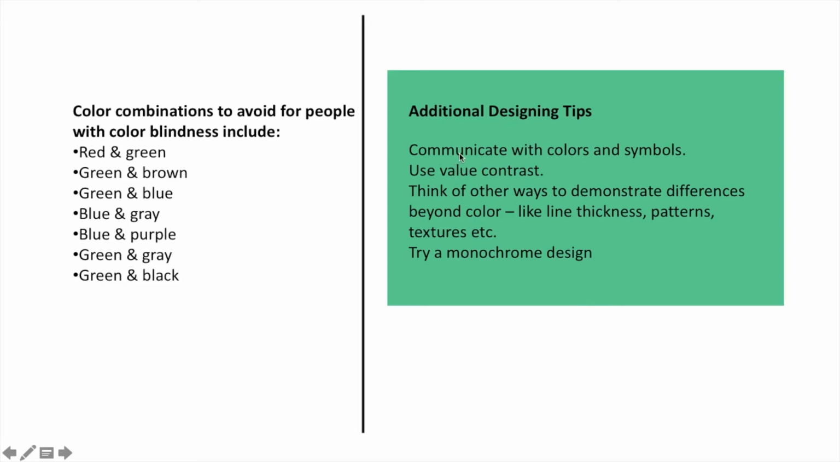You can communicate with colors and symbols, so that way someone's not relying on just a color to communicate an idea. And if you use value contrast, most people with a colorblind deficiency can see high contrast. And then you can also think of other ways to demonstrate differences, like line thickness and patterns and textures, especially again if you're making graphs. And you can also try a monochrome design, because if it's a monochrome design, whatever family it's in, it won't be contrasting with another hue.